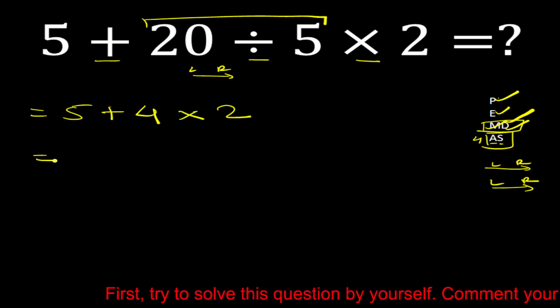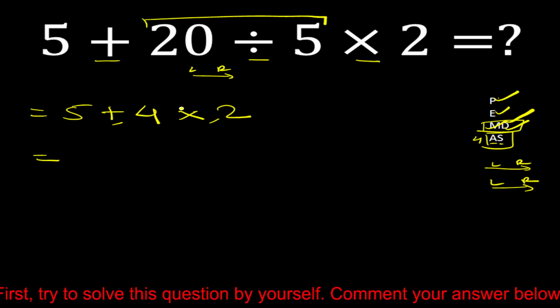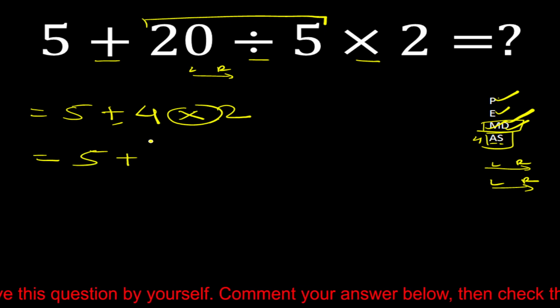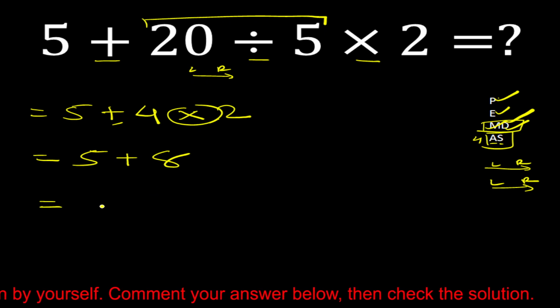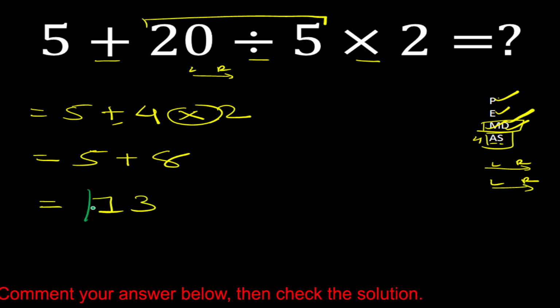multiplied by 2. Now here is addition and here is multiplication. First we have to solve multiplication, then we have to solve addition. So 5 plus 4 multiplied by 2 is equal to 8. So 5 plus 8 is equal to 13. So the correct answer is 13.